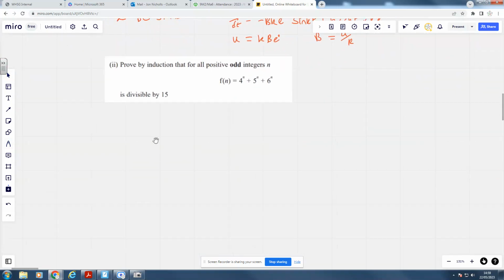Okay, the second one, this is quite an interesting proof by induction. You're right, because they will use k and k plus 2 here, because we're only proving this is true for odd integers. So base case n equals 1, yeah? And we're going to have 4 to the power of 1 plus 5 to the power of 1 plus 6 to the power of 1. Well, that equals 15, and so it's clearly divisible by 15.